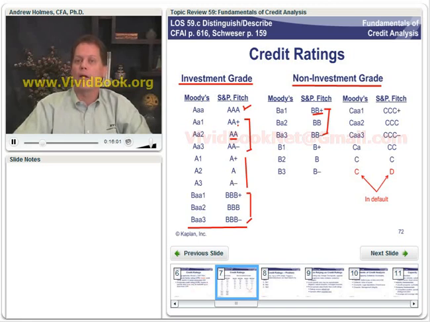And then we're going to go on down to the C's, and finally down here we have those bonds that are actually currently in default. That would be D under the S&P Fitch system. So investment grade versus non-investment grade. Remember, double B and below is going to be junk bonds or non-investment grade bonds. Triple B and above is going to be investment grade.